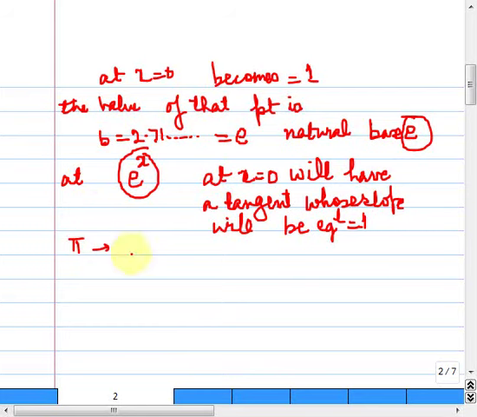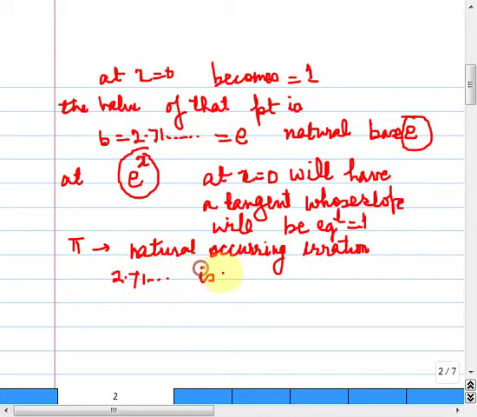Pi is a naturally occurring irrational number. Why is it naturally occurring? Because pi is related to the area of a circle if we have the radius of a circle. So it is a natural number. Similarly, e, which has the value 2.71 something, is also a naturally occurring irrational number.